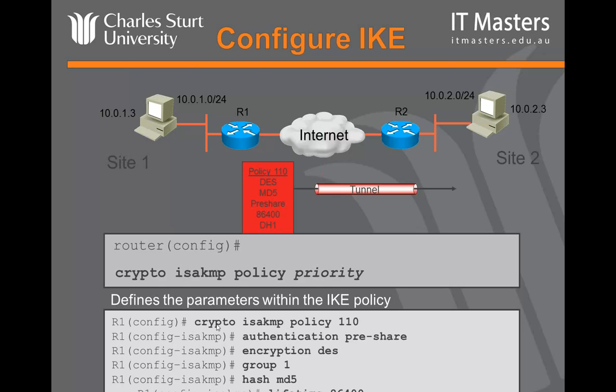You can see with this example here, we've got crypto ISAKMP policy 110. It doesn't matter what that number is. We're going to use authentication using pre-shared keys. We're going to use encryption of DES. We're going to use Diffie-Hellman Group 1. We're going to hash using MD5. And our lifetime is going to be 86,400 seconds. Okay, so that's 24 hours.